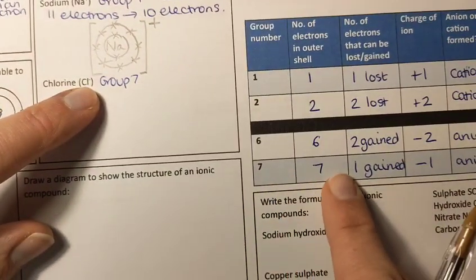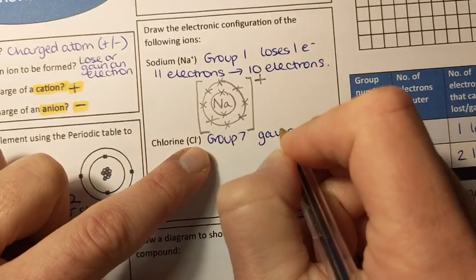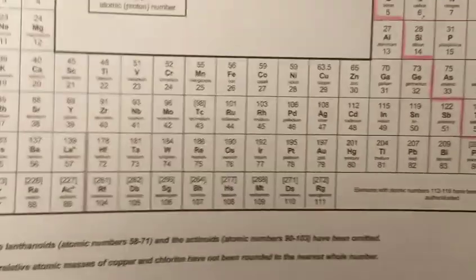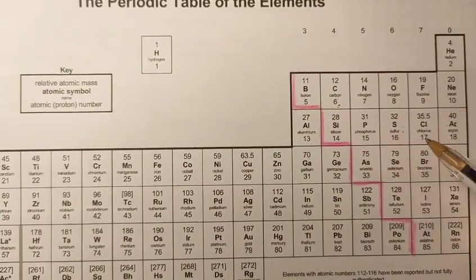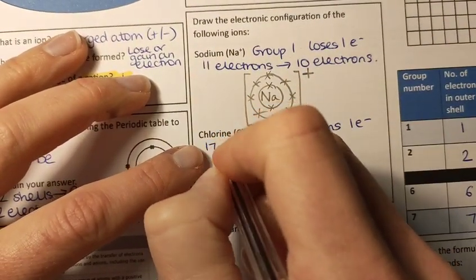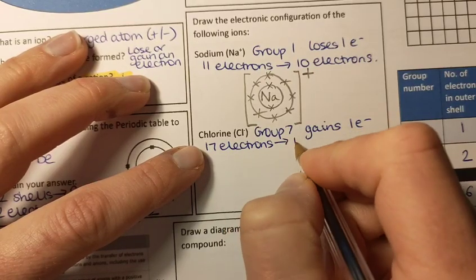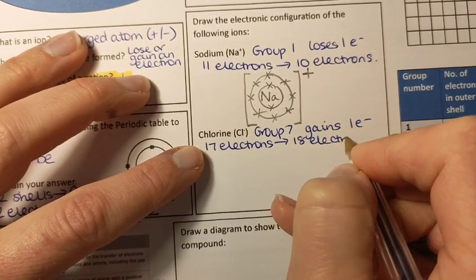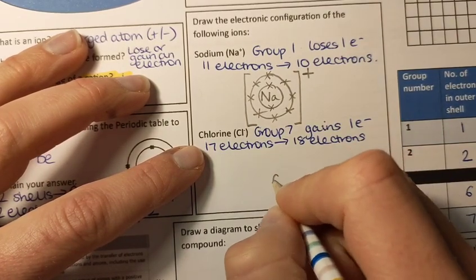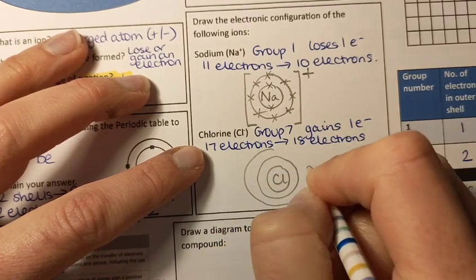If I then look over here, group 7, it gains 1 electron. So I then look at how many electrons it's got in total on the periodic table. It has got 17. So 17 electrons. And it has gained 1, so that makes it 18 electrons. So I'm going to draw my configuration. So we've got Cl in the middle, I've got some circles around the outside.